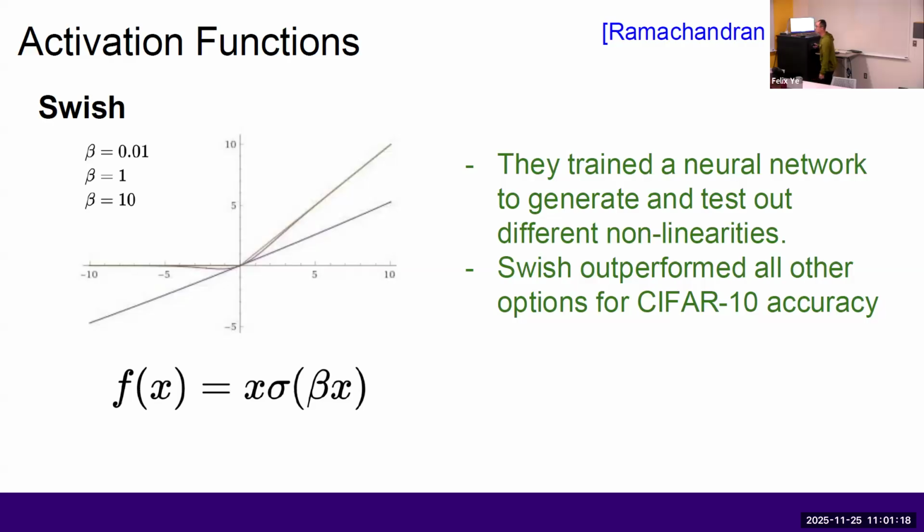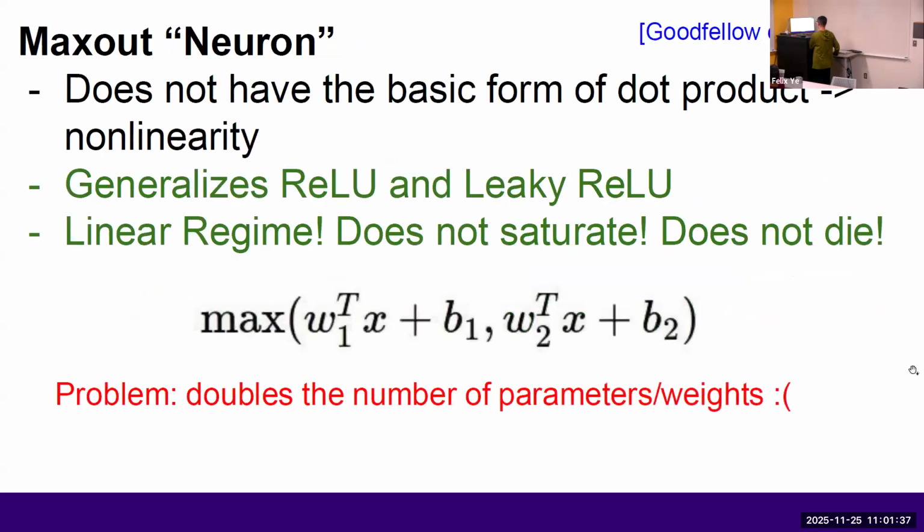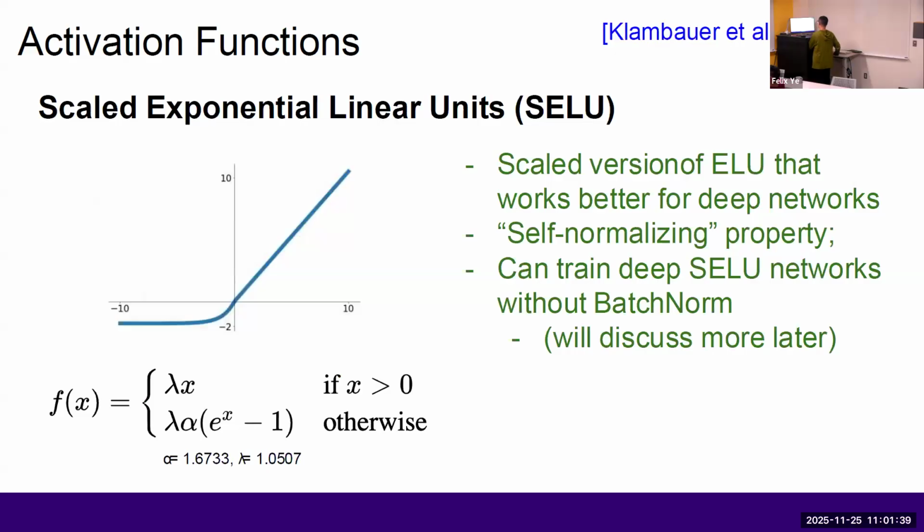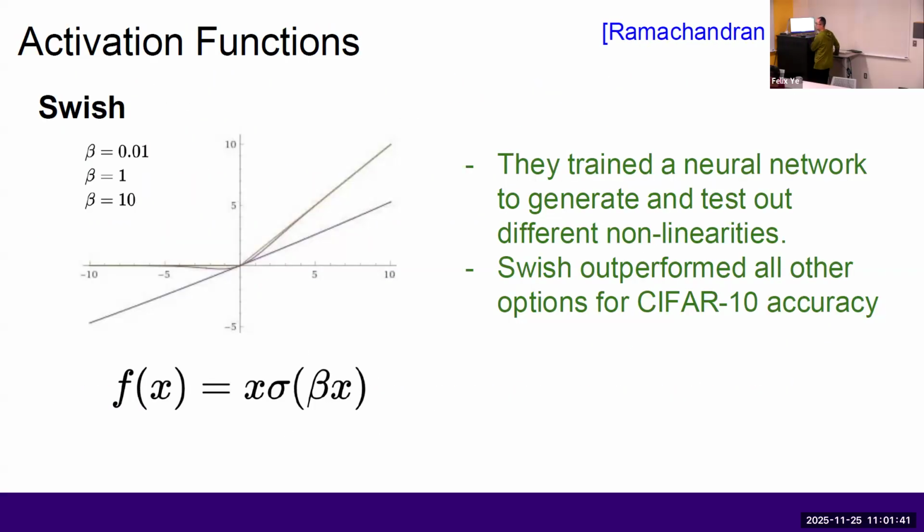So they train a neural network to generate and test different nonlinearities. They find that Swish activation function is doing a very good job. So this is one of the choices. Right now people use GELU and Swish. Both are very popular as activation functions.